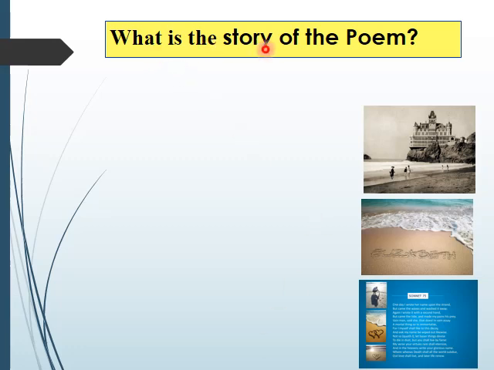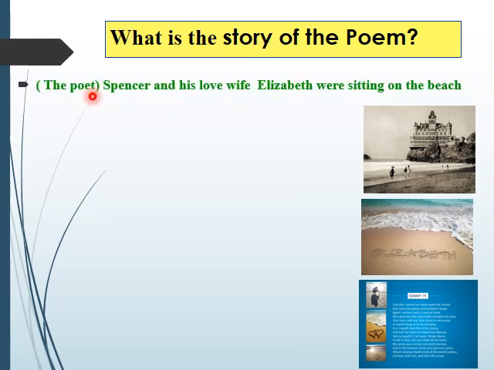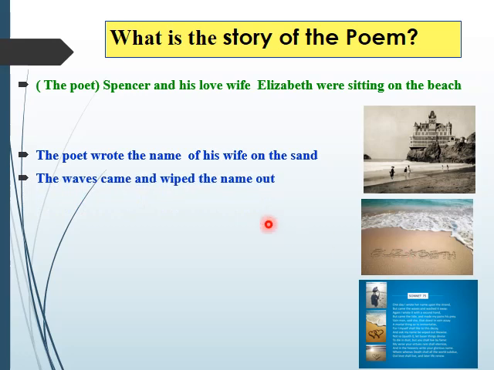So let us now consider the story of the poem, step by step. First, the poet Spenser and his beloved wife, Elizabeth, were sitting on the beach, on the sands here. And then the poet wrote the name of his wife on the sand, as you see, Elizabeth. And then the waves came and wiped the name out.